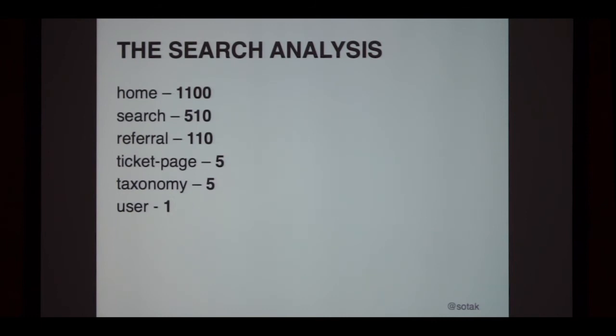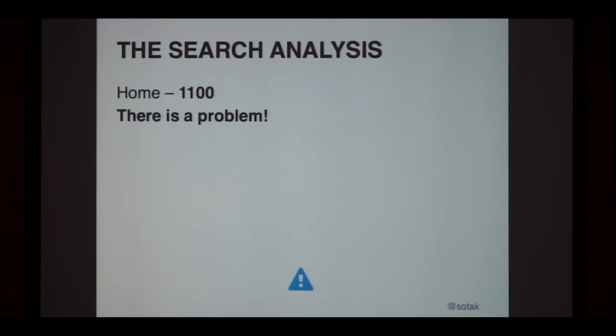And I found out as well that from the home page there were 1,100 blank keyword searches, from the search page 510, from referrals 110, and so on. Then it was decreasing. Which meant that on home there is a problem, because if there are 1,100 searches for the blank, it means that people were just going in and clicking the search button without entering anything.